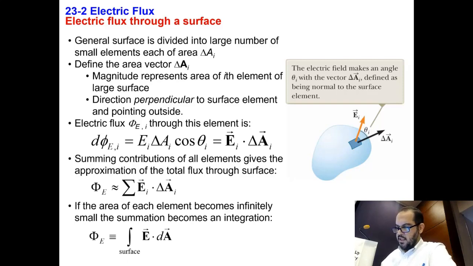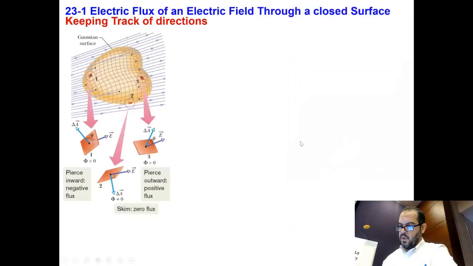So here, this is not a closed surface, but if it's a closed surface, we use a different symbol. So let's assume this is a closed surface. We write it the following way. The flux is the integral, and so we do this circle on the integral to indicate this is a closed surface, and it's the same equation, E dotted with dA. And this is what we are doing next.